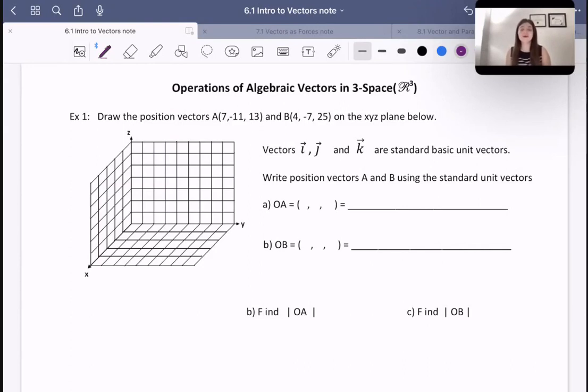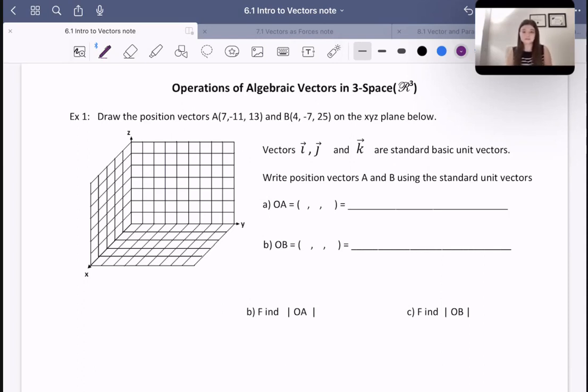Today I'm going to be talking about the operations of algebraic vectors in 3-space. So we've already talked about algebraic vectors in 2-space, and if you've already seen that lesson, then that'll make this lesson a whole lot easier. So make sure that you see that lesson before you see this lesson, because it'll make this lesson make a whole lot more sense. I'm going to walk through this lesson assuming you've already seen the last lesson.